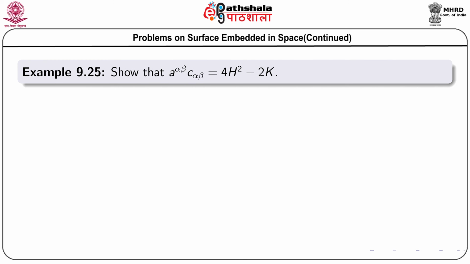Now, this is an example where we have seen that the inner product of A upper alpha beta, that means the reciprocal tensor of A alpha beta, the first fundamental form, and C alpha beta equals 4 h square minus 2 k. So, A upper alpha beta C alpha beta is equal to 4 h square minus 2 k. We shall prove this one.